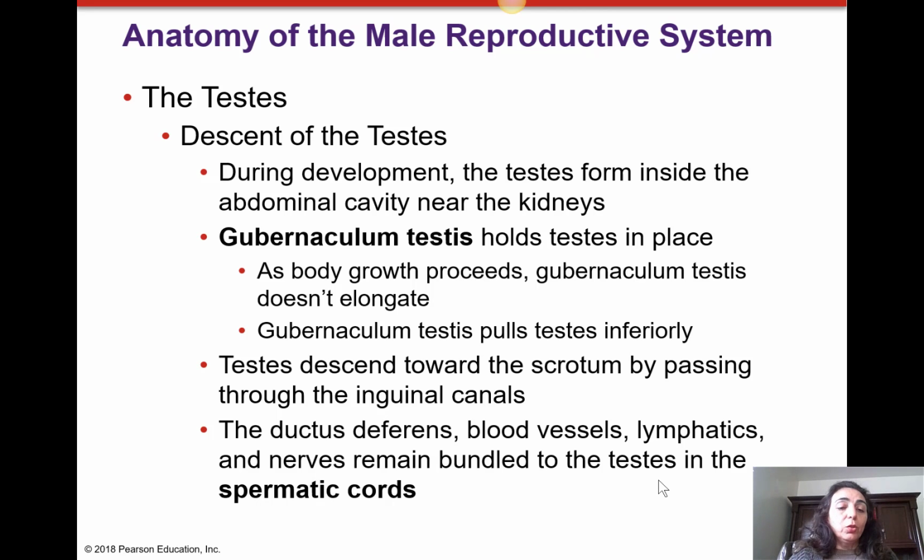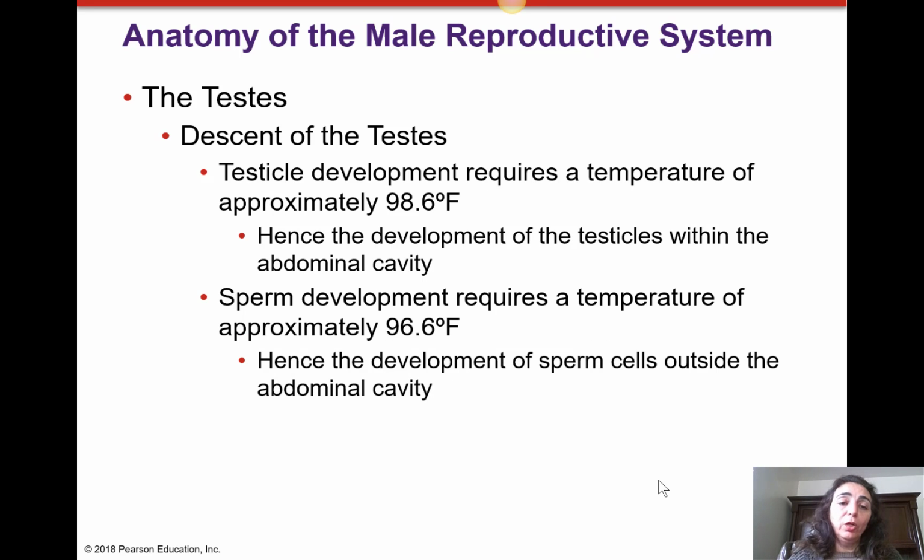And when the testis goes down, the blood vessels' origin remains over there, so you will see that at least one gonadal vein comes from the renal vein or joins the renal vein, and then continues all the way down toward the scrotum. So that is the reason that these gonadal vessels go all the way up near to the location of the kidney.